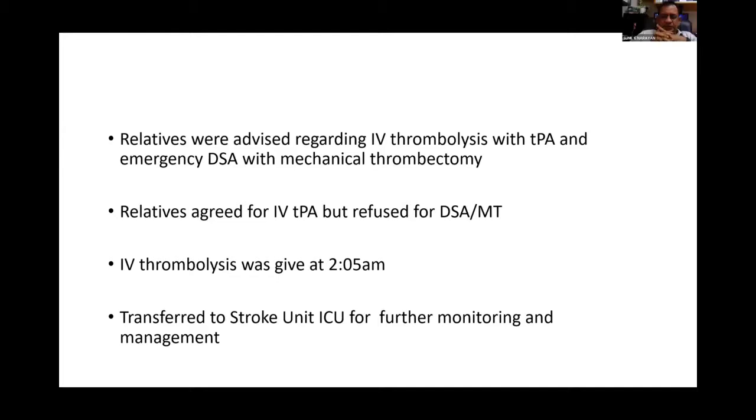So in your center, suppose a COVID positive case, here it was negative. If you are TrueNat positive, what would you have done? Just say, don't elaborate, what could have been your plan? Sir, we would have still thrombolysed the patient and shifted him to the COVID care ICU.